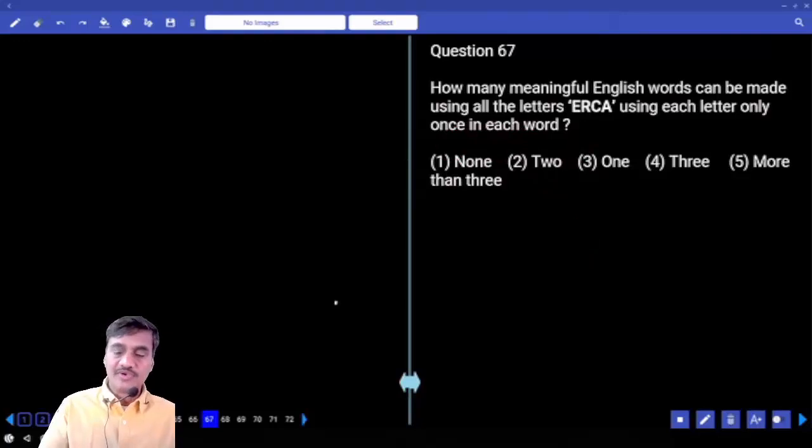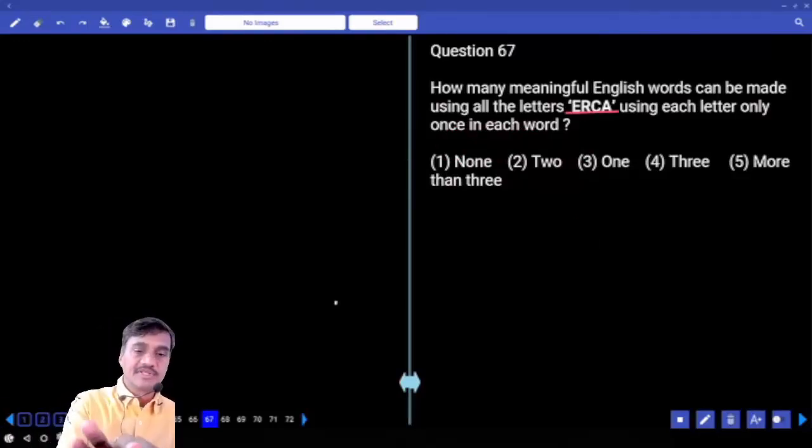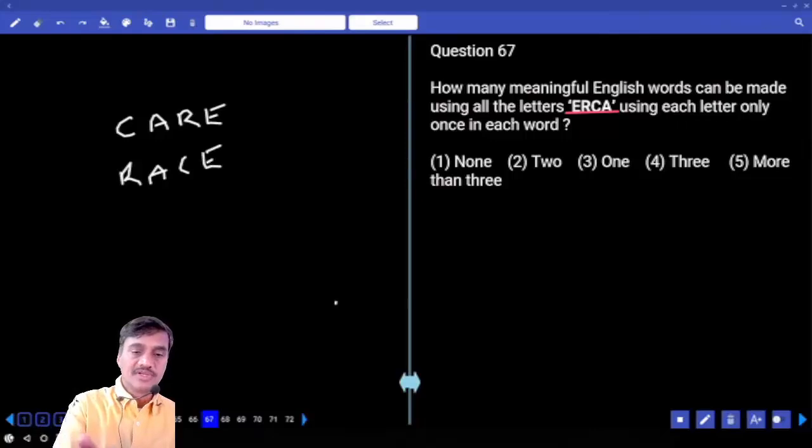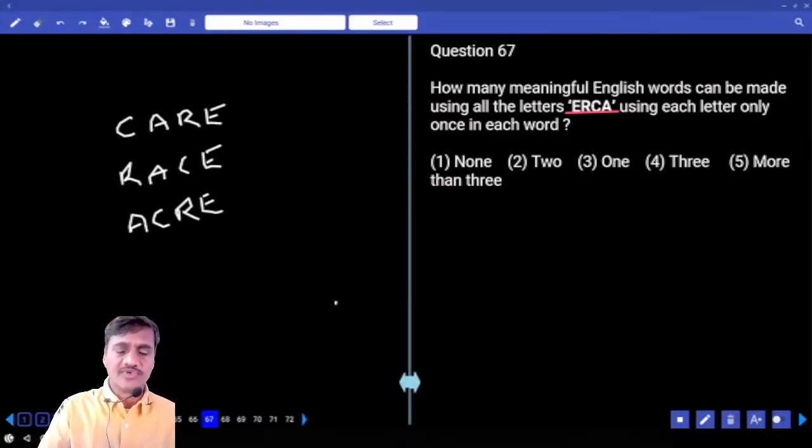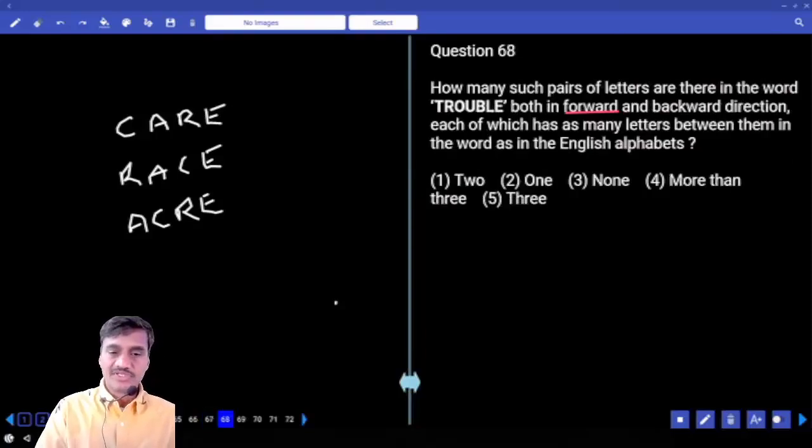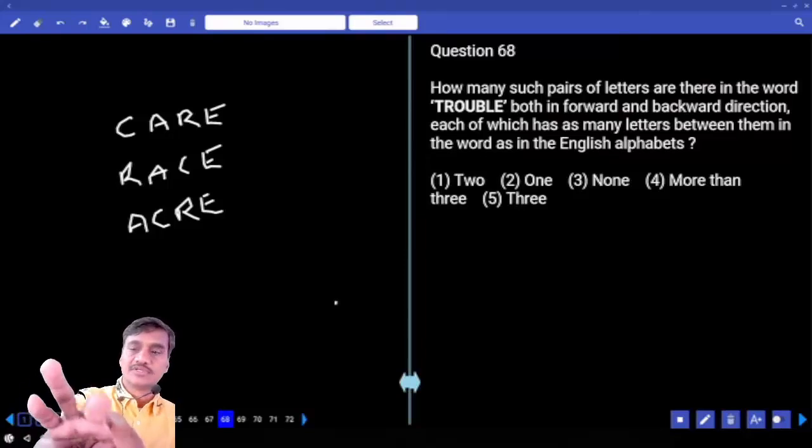How many meaningful words can be found with the help of these four letters? Tell me what are the words that can be found. Care, race, next one, acre, isn't it? These are the words that can be found here, three words, that is choice 4, question number 67.